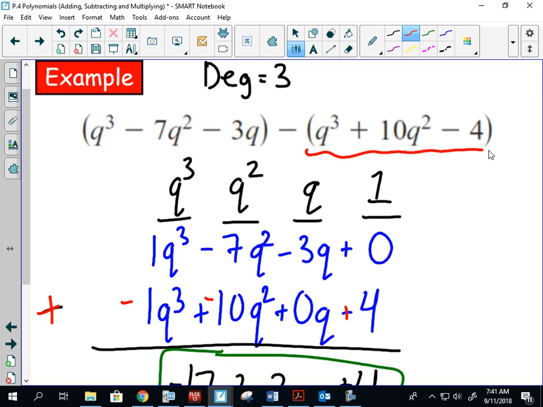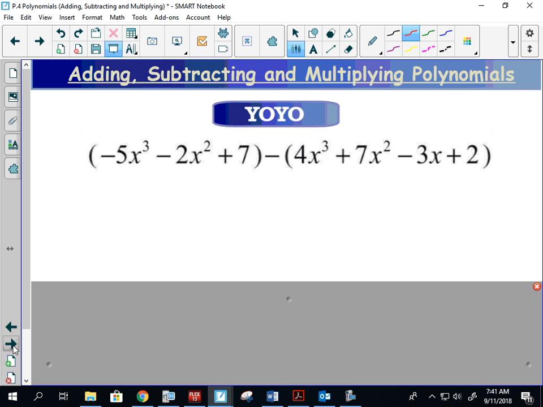Okay, that's adding and subtracting. I'm going to give you a chance to try. So, if you would please, get out your whiteboard. Once everyone has their whiteboard out, pause the video, give everyone about a minute and a half to try it on the whiteboard. Once you've had a chance to try, check with a neighbor, and then we'll briefly go over it. So pause the video now, please.